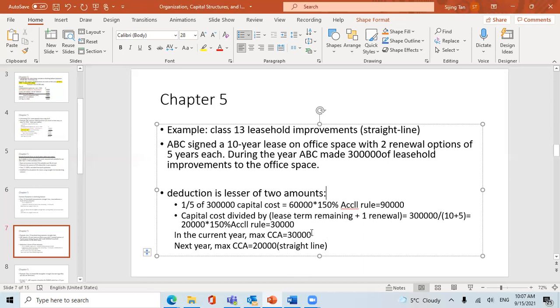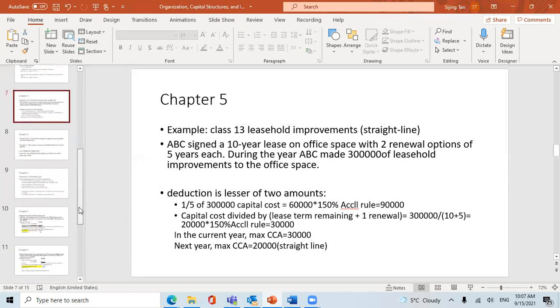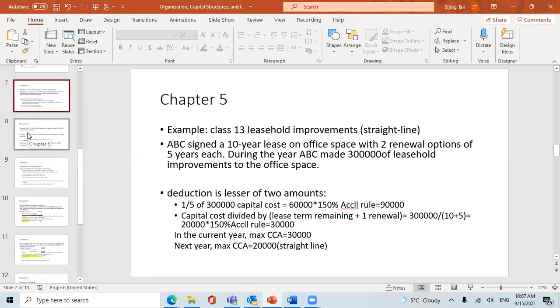The max CCA will be $30,000. Okay, so this is for the first year. For the next year, we just straightforwardly use straight line. The straight line will be capital cost divided by the total lease years, right? $300,000 divided by 10 plus 5, 15 years. So the max CCA for the following year will be $20,000. You're going to use that for that year's CCA. Okay, did I make it clear? Now, this is the class 13 example.